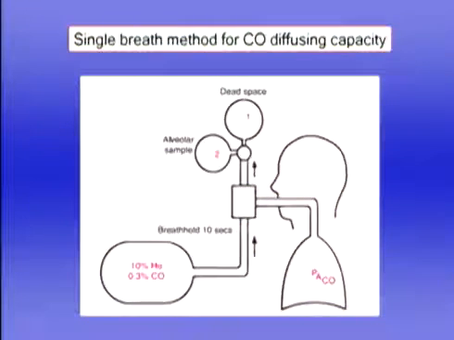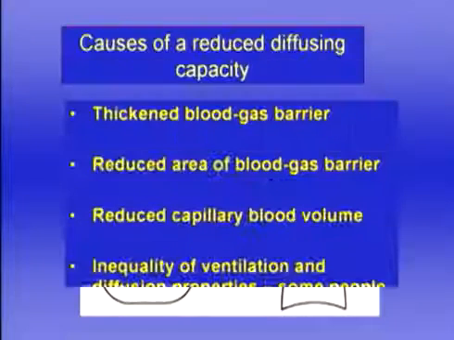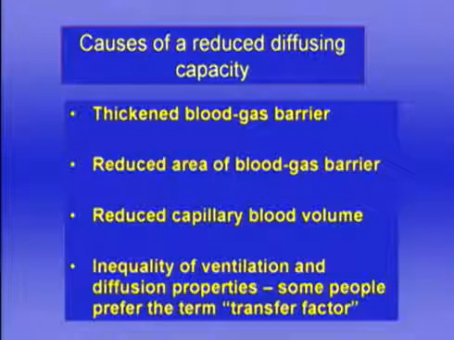The first is the measurement of the diffusing capacity for carbon monoxide. That's normally made with a single breath technique. The patient inhales a low concentration, perhaps 0.3% of carbon monoxide. He breath holds for 10 seconds or so and then makes an exhalation. We discard the first part of the exhalation because it's contaminated by dead space. We collect the alveolar gas sample and we calculate the amount of CO that's been taken up during the breath holding period.